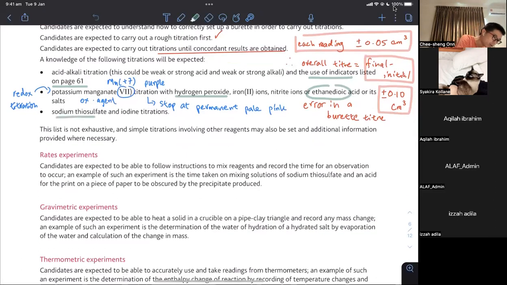This next one is sodium thiosulfate iodine titrations. I think most people are okay with this. This is also a very common redox titration. If you have starch indicator, the iodine will be blue-black and it will go colorless. One extra drop from the burette, it goes colorless. That's when you know it's the end point. Shouldn't be that bad to do this.